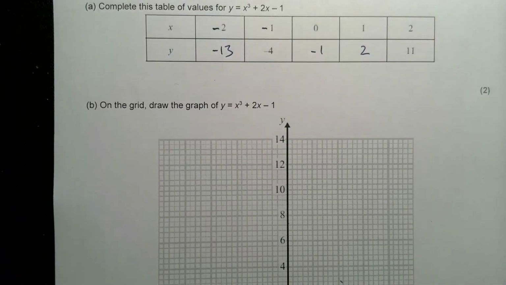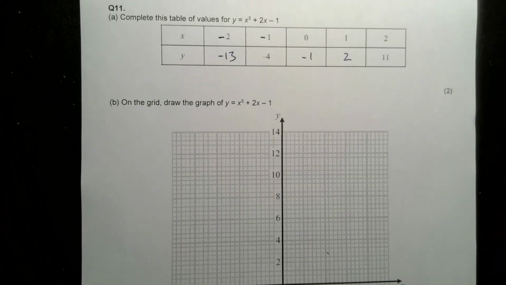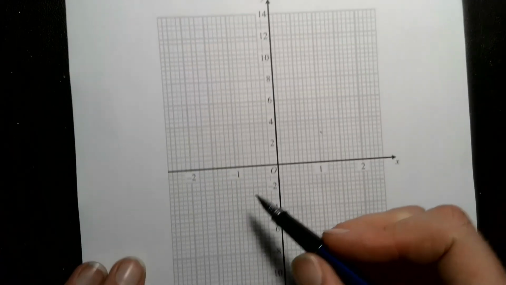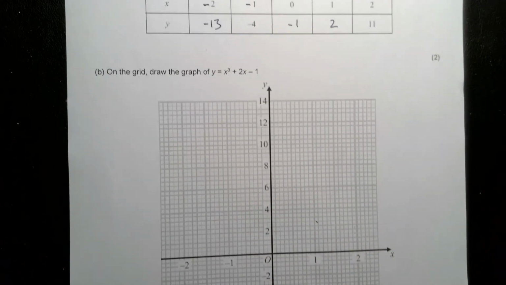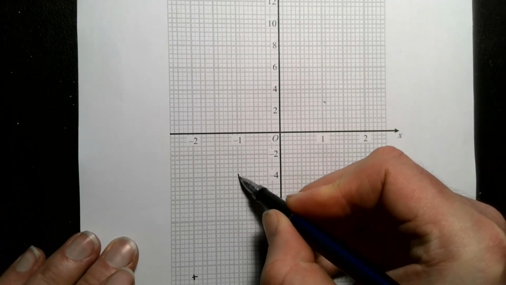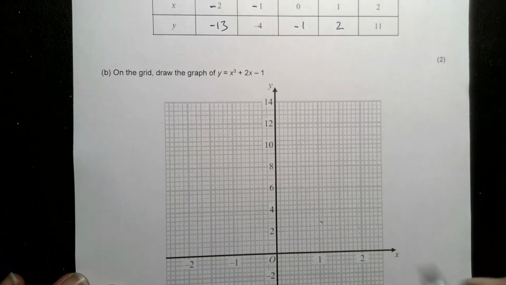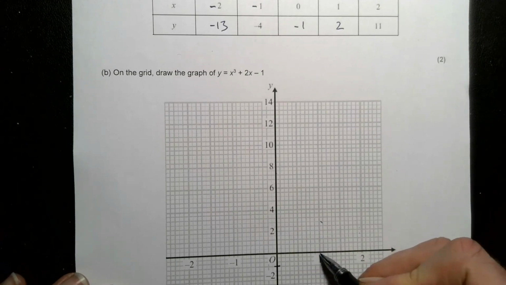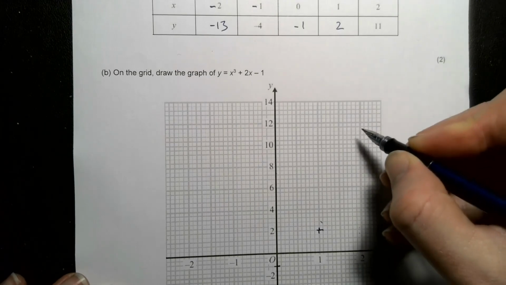Now I need to plot those 5 points on here. So -2 and -13 is all the way down there. Then -1, -4, just there. Next up is 0, -1, followed by 1, 2, and finally 2, 11.